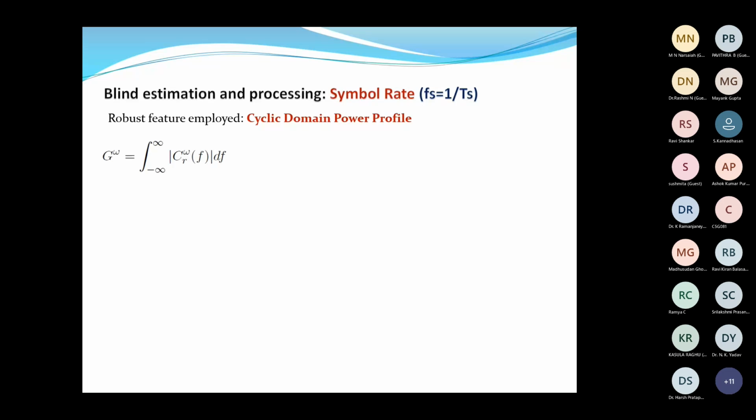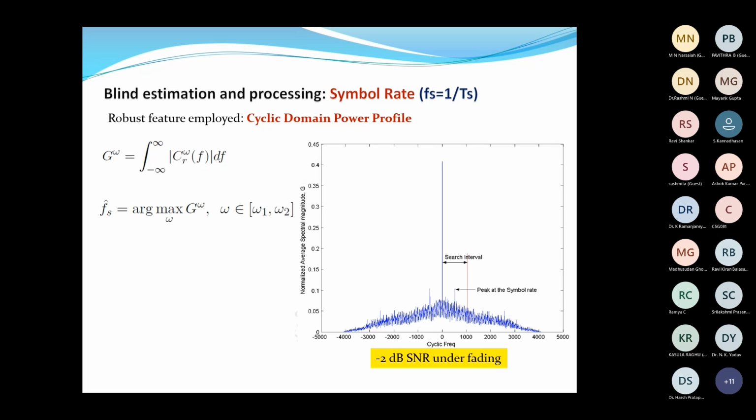In this context, we have defined a new parameter called cyclic domain power profile, which is the aggregate power along the spectral frequency axis. By aggregating the power, cyclic domain power, we are able to derive this parameter. And this parameter is robust in the sense that even in the fading scenario and with very low signal to noise ratio conditions also, this preserves the symbol rate parameter.